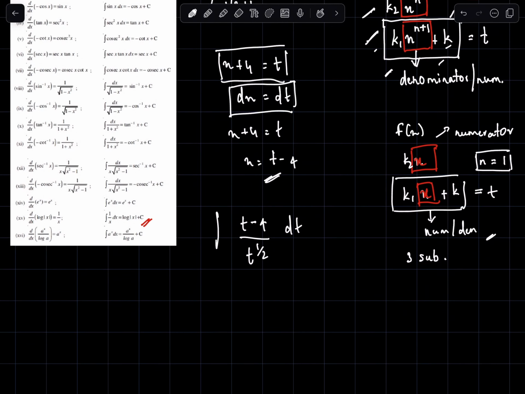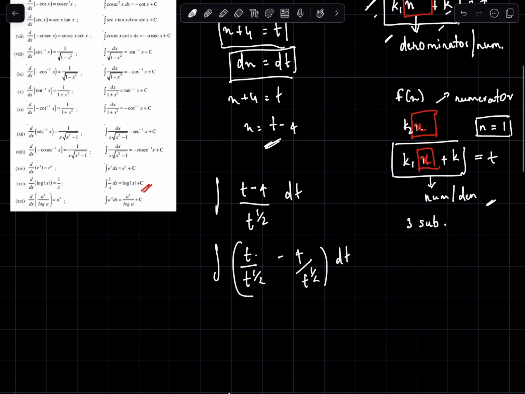So let's do this. How would you do this? If you remember your first exercise, separate them, right? t divided by t raised to the power half minus 4 divided by t raised to the power half dt. Integrate. So this would be integral of t raised to the power of 1 minus half, so t raised to the power half, minus 4 times t raised to the power of minus half dt. I'm integrating them individually, and this would be 4.